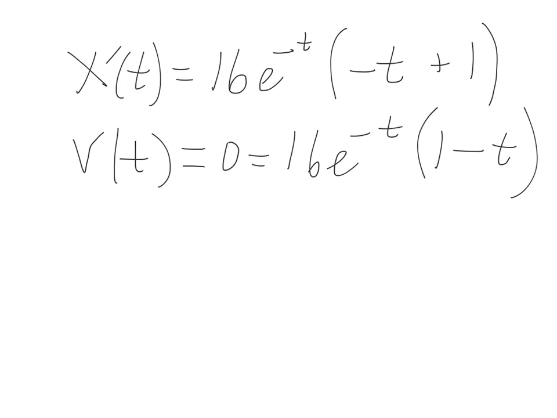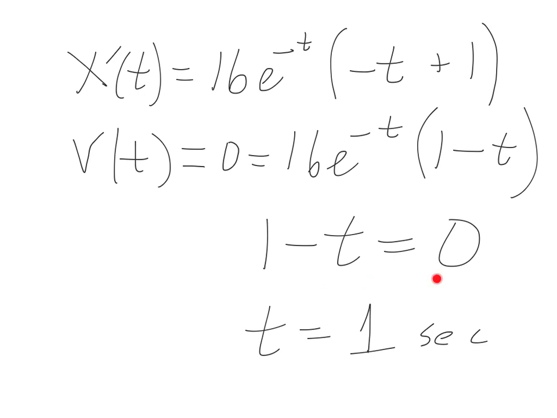When you have two equations multiplied by each other, set equal to 0, as I have now, what you do is you set each equation equal to 0 separately. So 16 e to the minus t equals 0 says that at t equals infinity, it's going to stop. So velocity is 0 when t equals infinity. But the more interesting answer is the 1 minus t equals 0. 1 minus t equals 0 is at t equals 1 second, this part is also 0. So I have two times where velocity is 0. One is at t equals infinity, and one is at t equals 1 second.